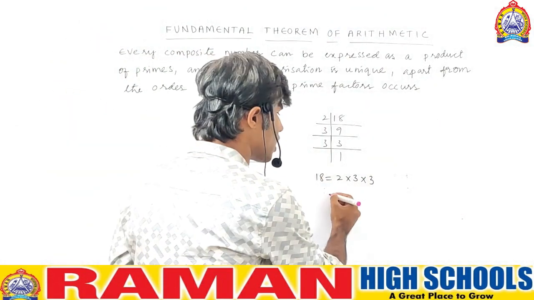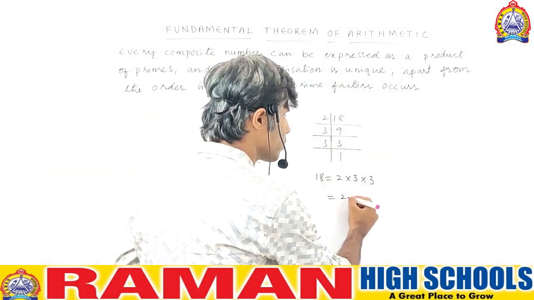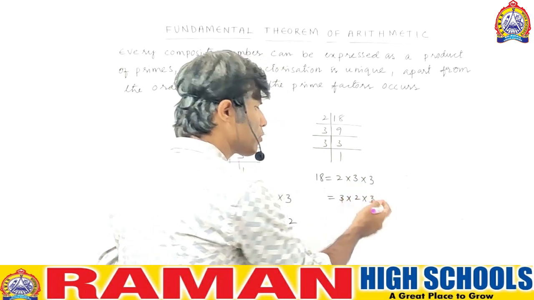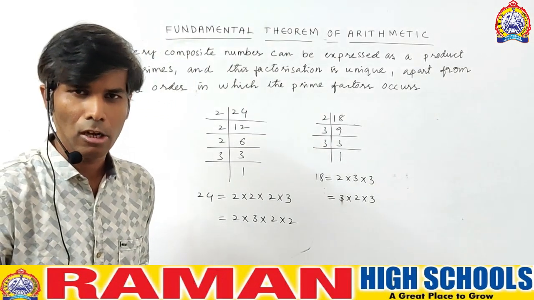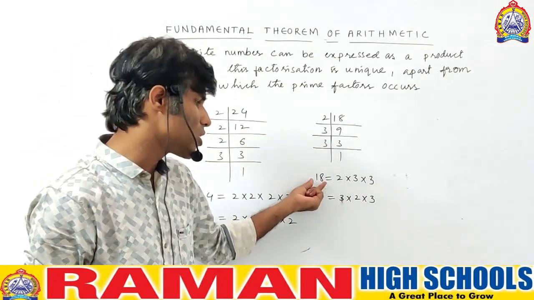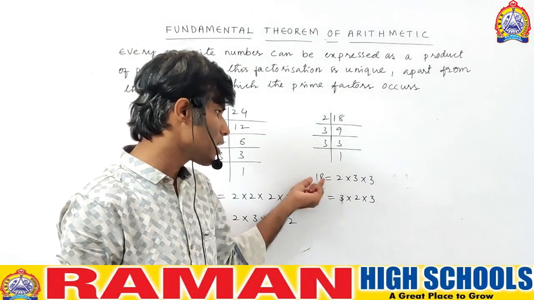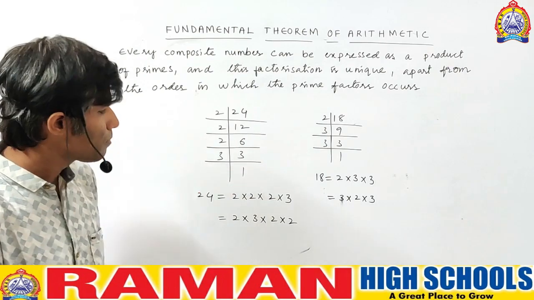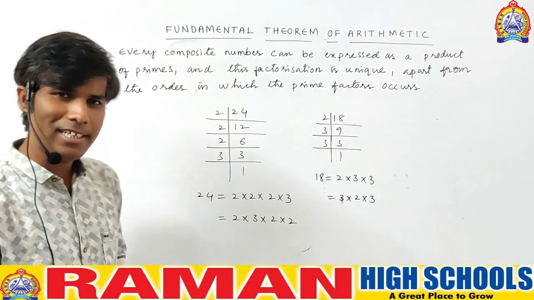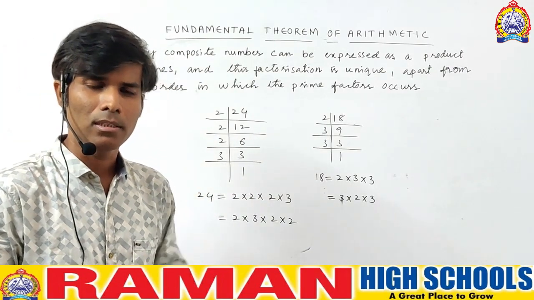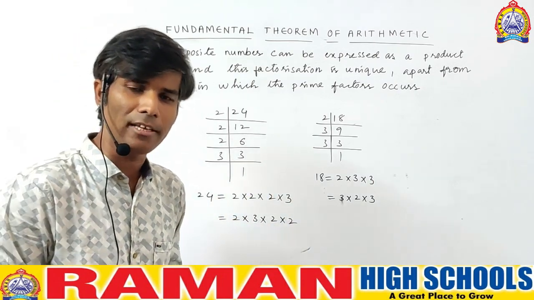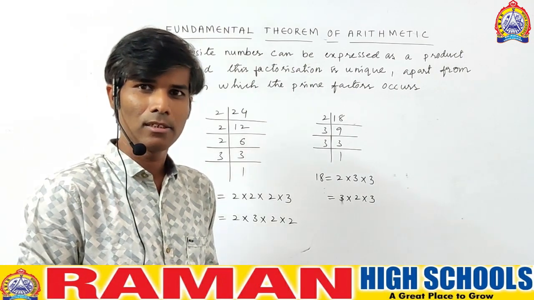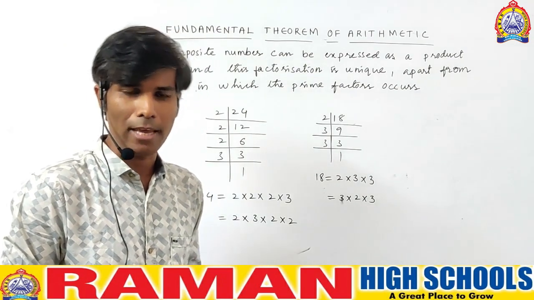Here also you can change the order of prime factors. 2 into 3 into 3, otherwise 3 into 2 into 3. Here I have changed the order of prime factors. Also, the product does not change. Here 3 into 2 into 3 is again going to be 18. From this we can observe that while writing the prime factorization of a composite number, the order of prime factors that we are writing is not important. Whatever the order we are writing, the product will be the same.